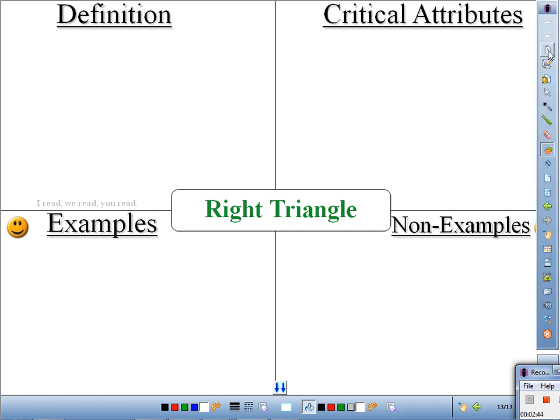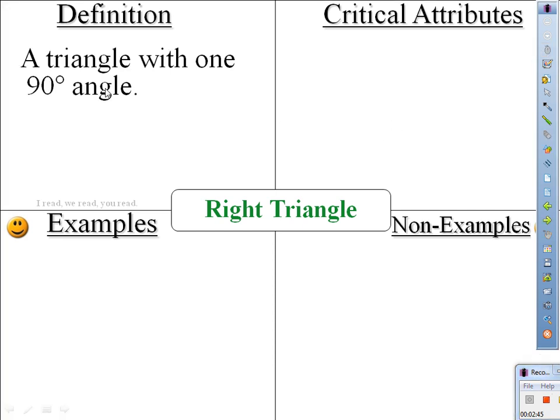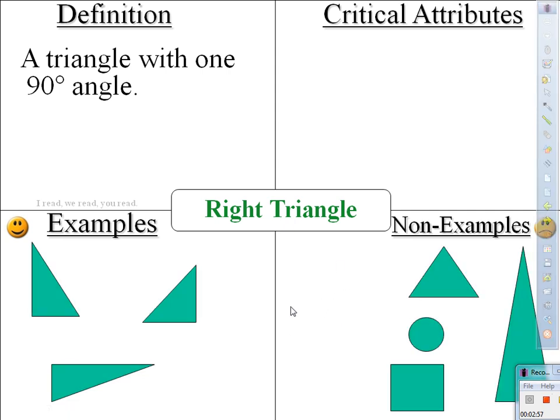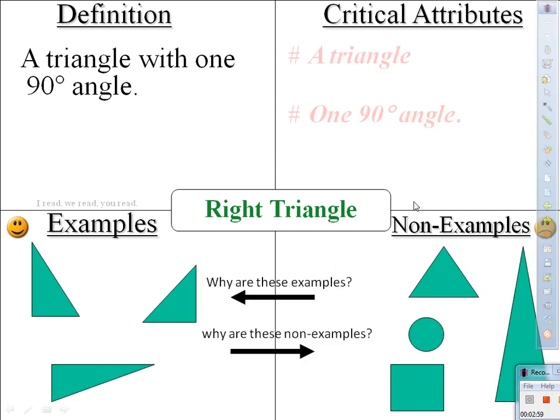All right, here we go. Definition. Who wrote a triangle with a 90-degree angle? Who wrote a triangle with a right angle? Either one is correct, yeah? Examples? Non-example? And a couple hashtags, yes?